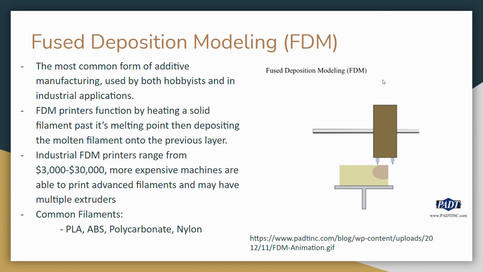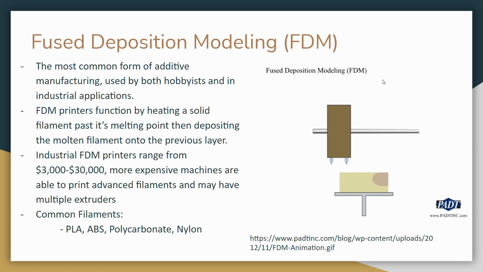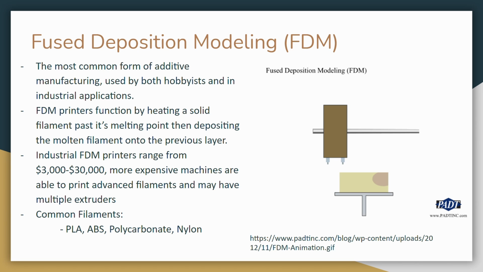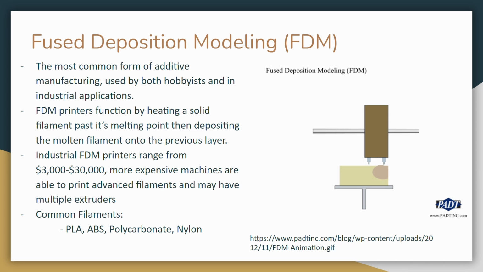Fused deposition modeling is the most common form of 3D printing. It is used by both hobbyists and industry partners. The materials that FDM printers use are called filaments. Common filaments are PLA, ABS, polycarbonate, and nylon. FDM printers extrude a set amount of molten filament onto a heated bed to form the first layer. Following layers build on the previous layer. They are considered the cheapest form of additive manufacturing, with industrial quality printers coming in at around $3,000 to $30,000.